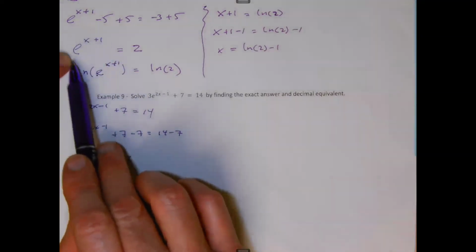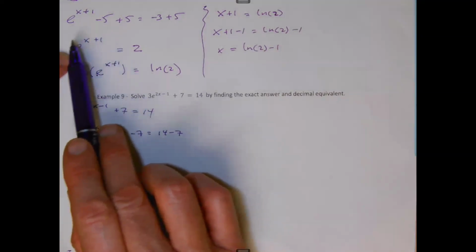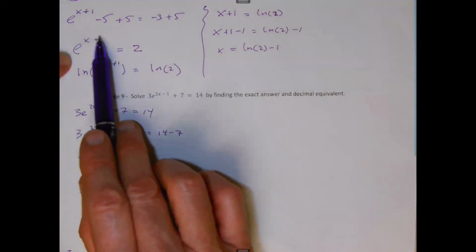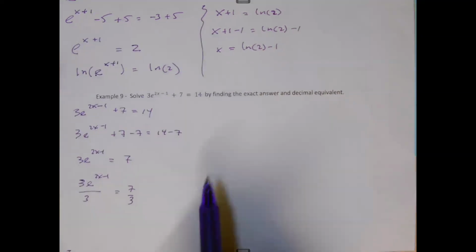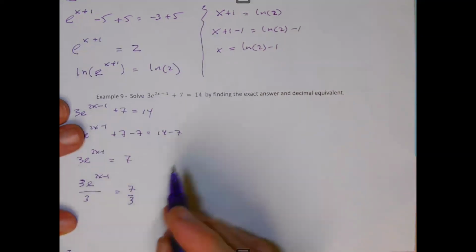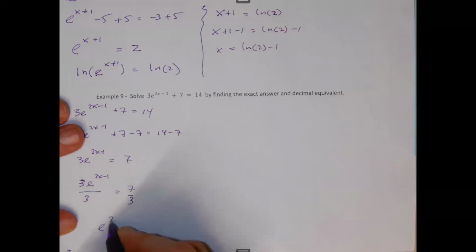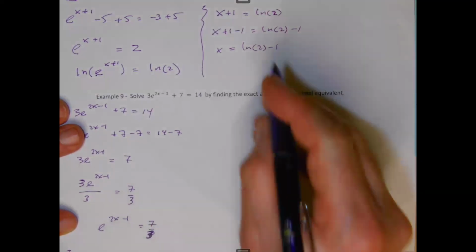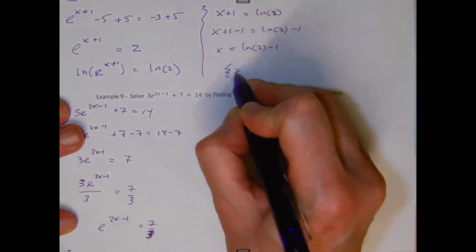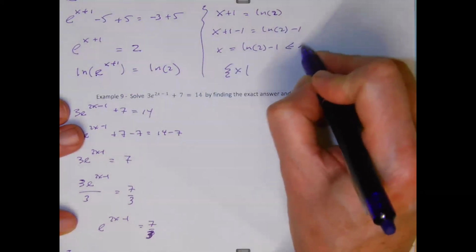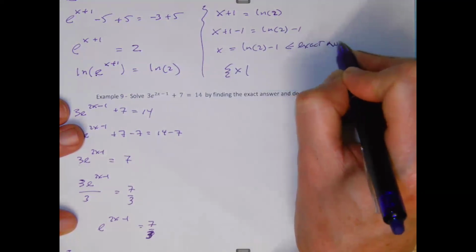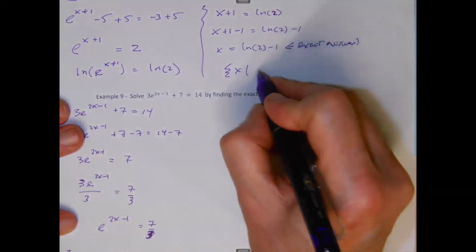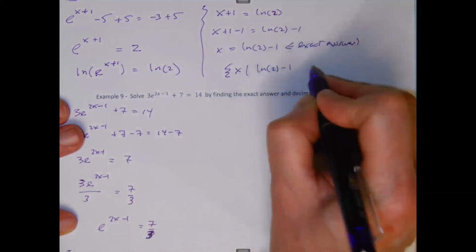This term with a variable is just a basic exponential, although of course the exponent up top is not basic. But I'll do the same thing here, divide, and I get e to the 2x minus 1 equals 7/3. And that was a little bit remiss here. I'm going to just write this in the final answer. This is my exact answer. And that's what should go there.